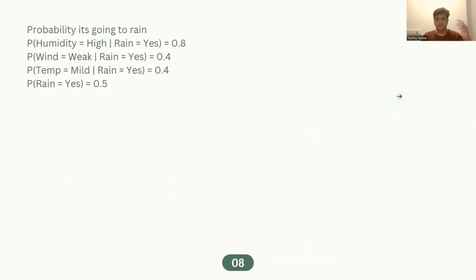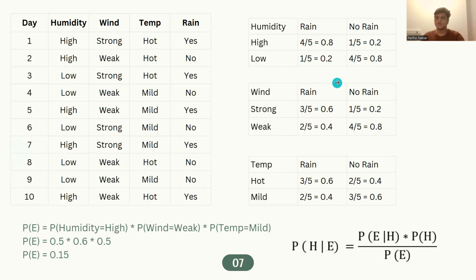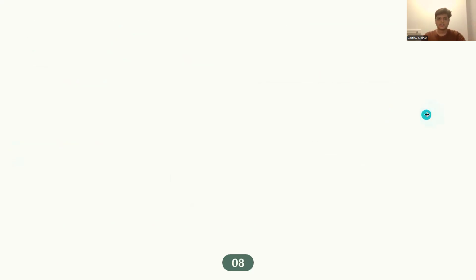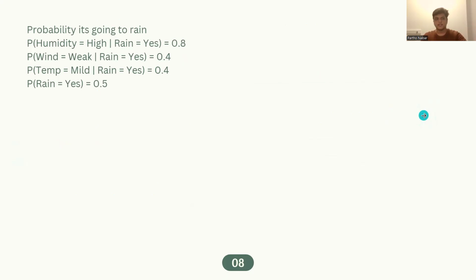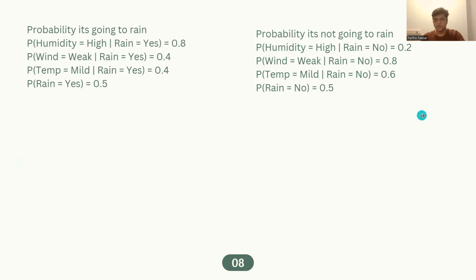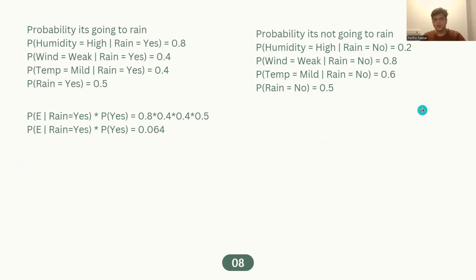So what is the first step? We find out the probability that it's going to rain. So we calculate the probability that humidity is going to be high when it rains. It's 0.18. Similarly, we do it for all these things. Where did we get these values from? From these tables. Just put these things in a simple sheet. Similarly, do it for when it's not going to rain.